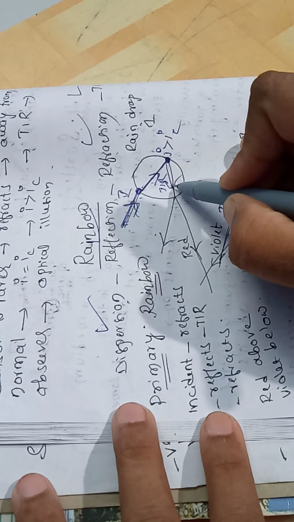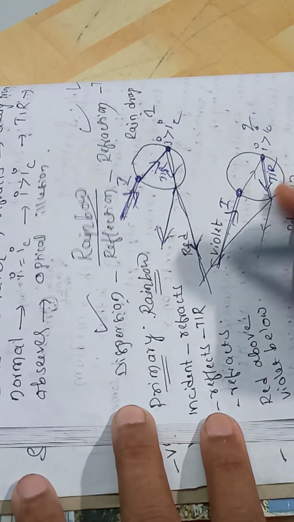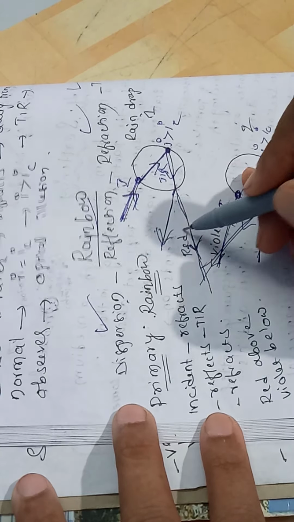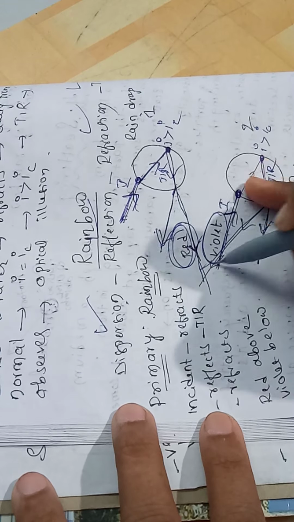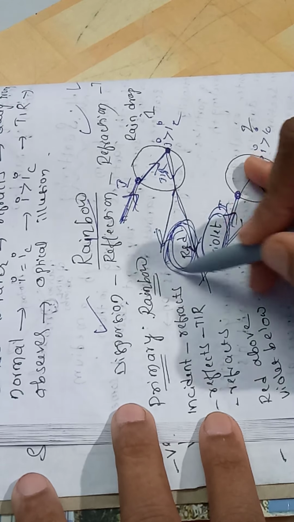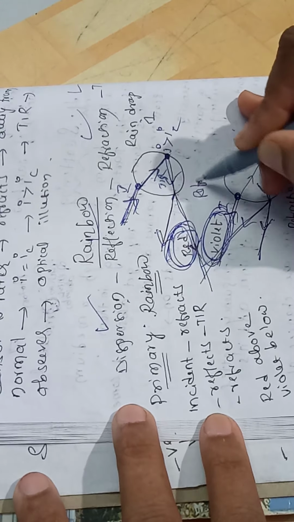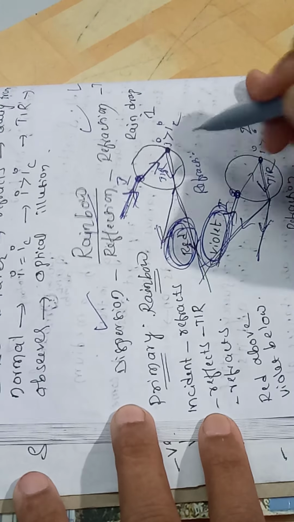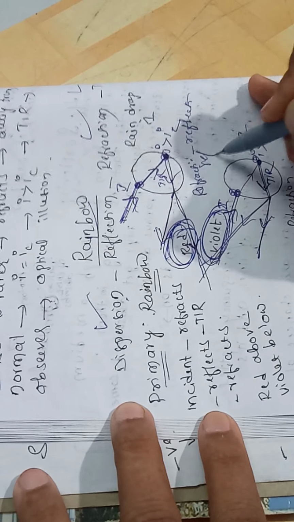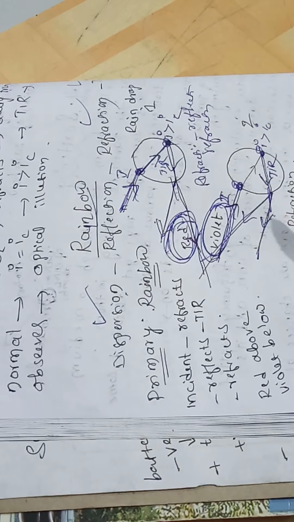It undergoes total internal reflection and again refracts. When it comes out, again refracts. In a primary rainbow, we will see red at the top and violet at the bottom. In VIBGYOR, red is at the top, and in a rainbow, red will be at top and violet at bottom. So here how many phenomena are taking place? Refraction at the first layer, reflection at the second layer, again refraction while coming out, and it will be intensified.